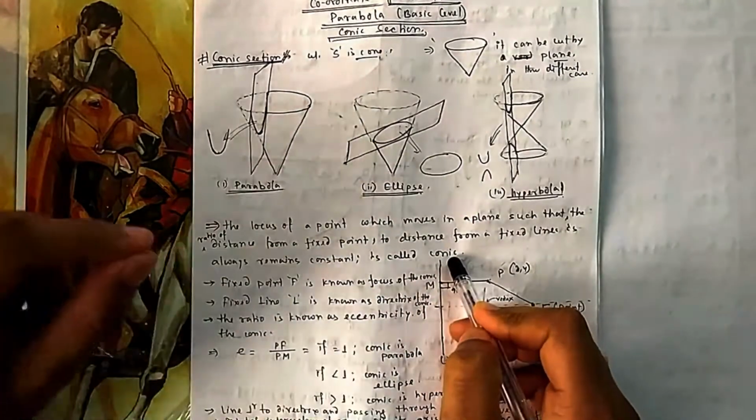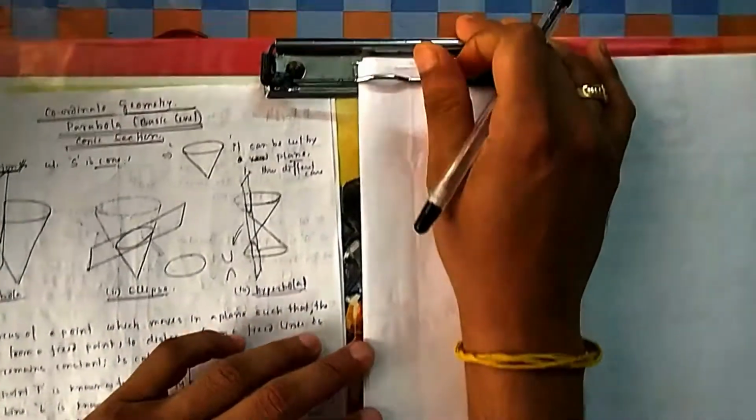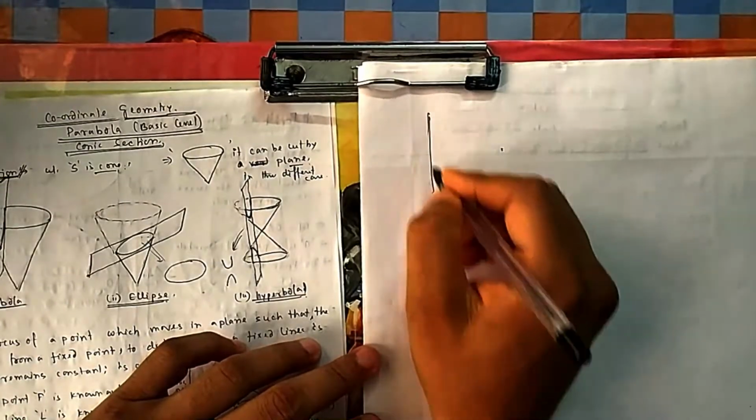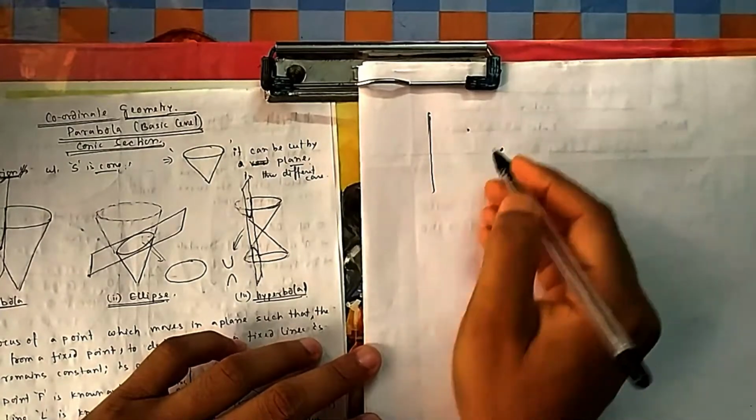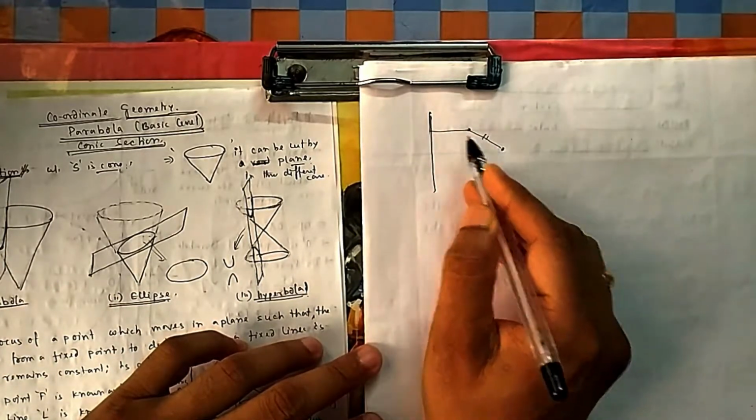That means you have a fixed point, you have a fixed line. So the ratio should always be fixed. Suppose you have a point of this fashion and you have a line of this fashion. So this is the fixed line, you have the fixed point. Now you take some points which are at the ratio between this by this. Here it is equal if it is.